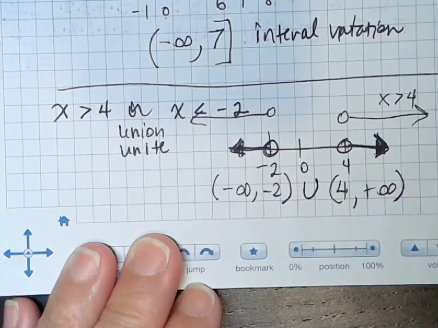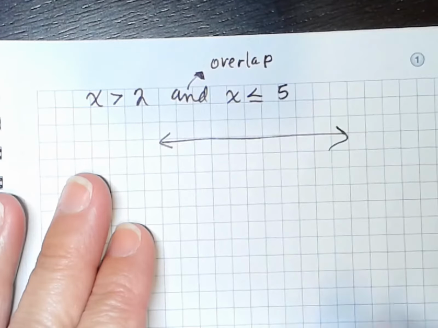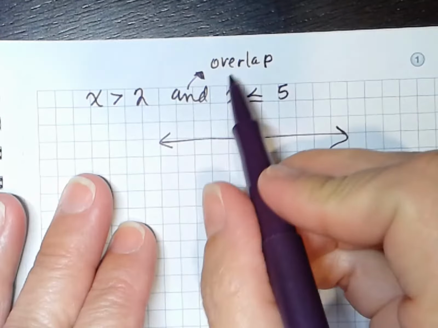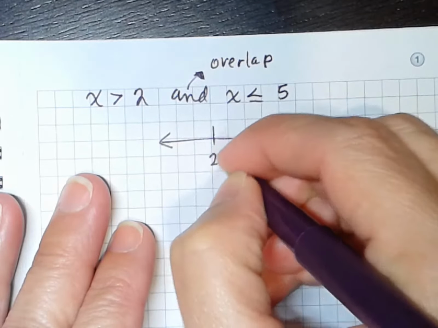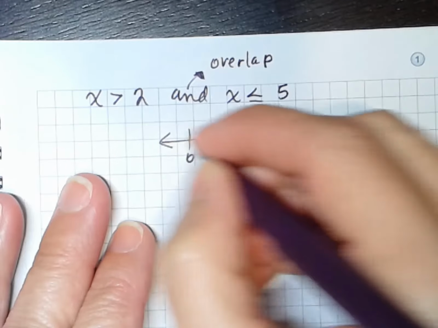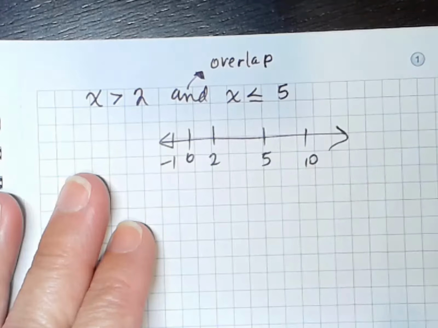Let's look at a compound inequality with and. So let's look at x is greater than 2 and x is less than or equal to 5. Okay, so let's look at that on the number line. Now our ands, we're not uniting the 2 pieces, we're looking for the place where they overlap. So we're looking for where is the shading on both. Okay, so here's 2, here's 0, let's say 5's about right there, here's -1, 10's over here.